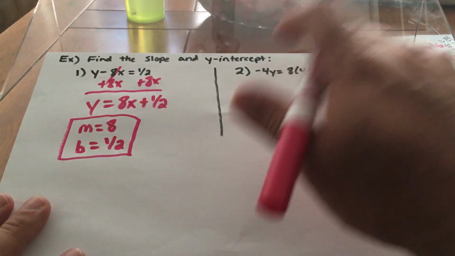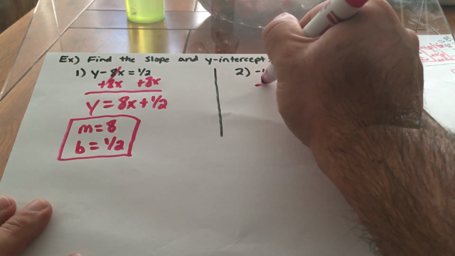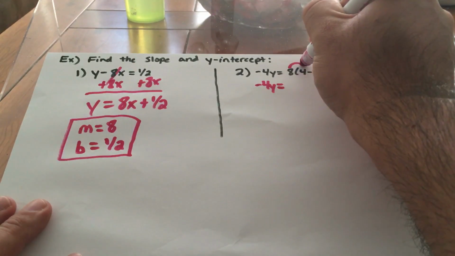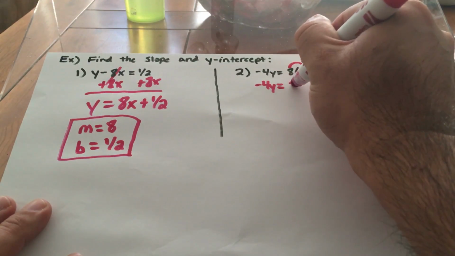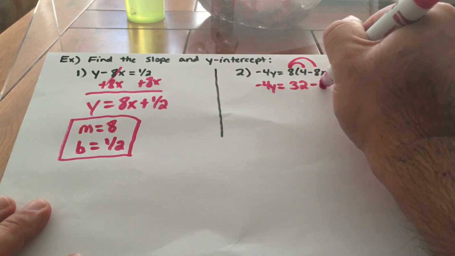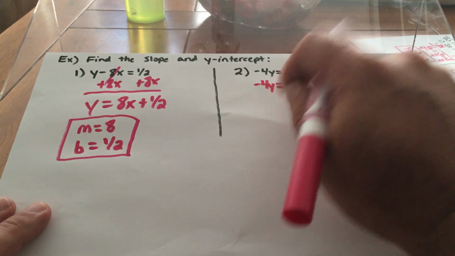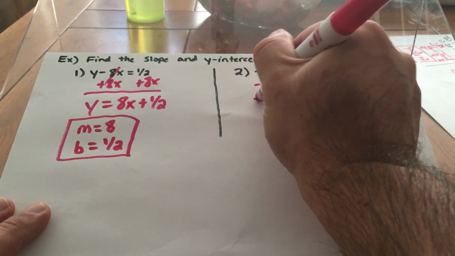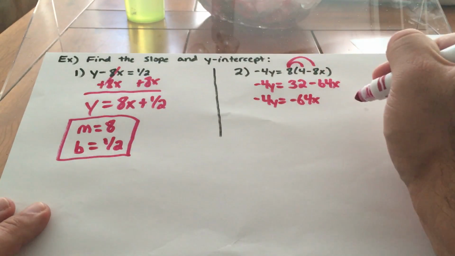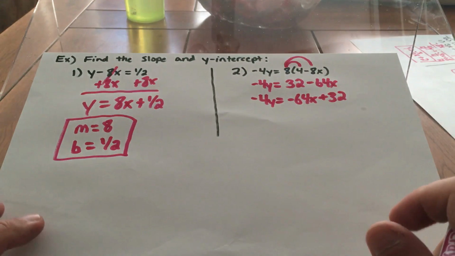Okay, so first thing we got to do here, we got to get rid of those parentheses. So I've got -4y on this side, that's going to stay there. I've got to distribute this 8. 8 times 4 is 32. 8 times a -8 is -64x. And again, remember, we like the x first, so I'm going to go ahead and slide it over. So -64x comes first, and then my plus 32, positive 32 on the end.